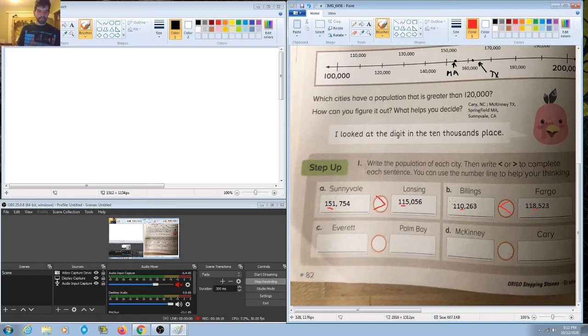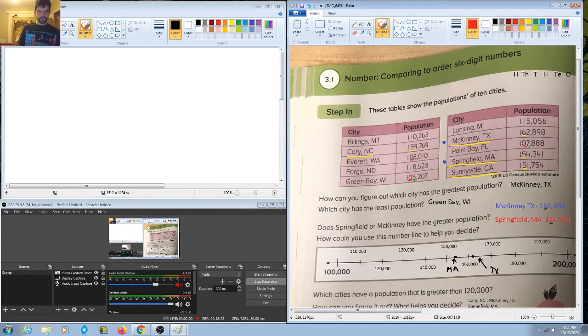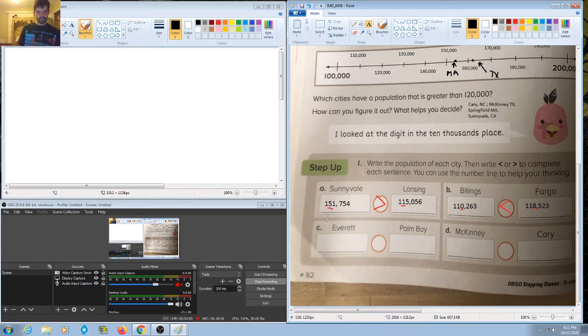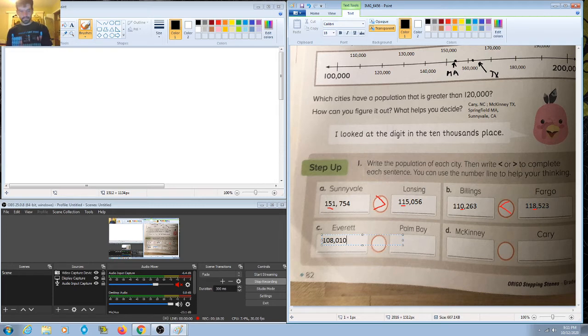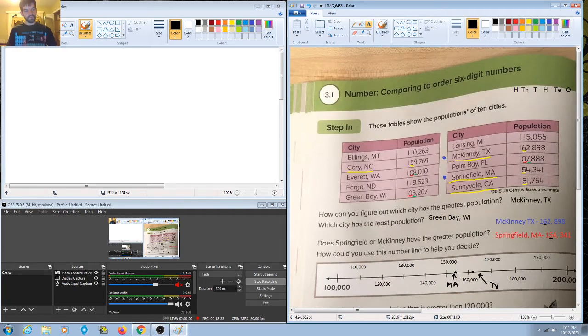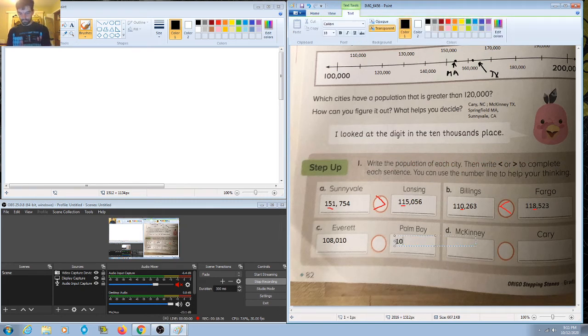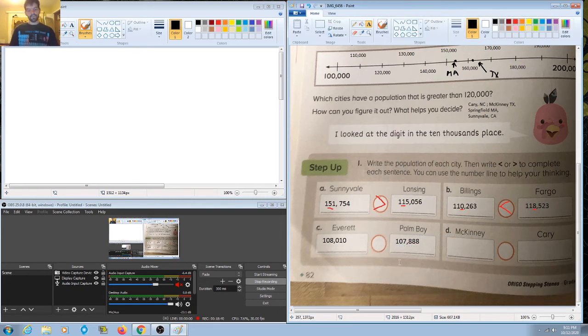Alright, let's look at Everett and Palm Bay. Everett is 108,010. And Palm Bay is 107,888. Okay, so in this case, again, both our 100,000th place and our 10,000th place don't serve us in enough detail to allow us to determine the greater population. So we'll look at the thousands place, and see that 8 in the city of Everett is higher than Palm Bay. So Everett has the larger population.